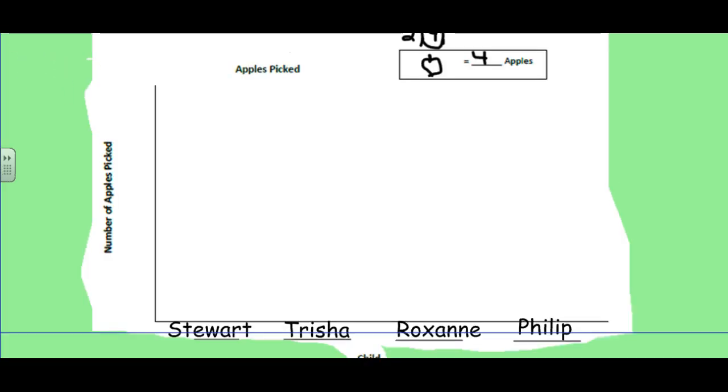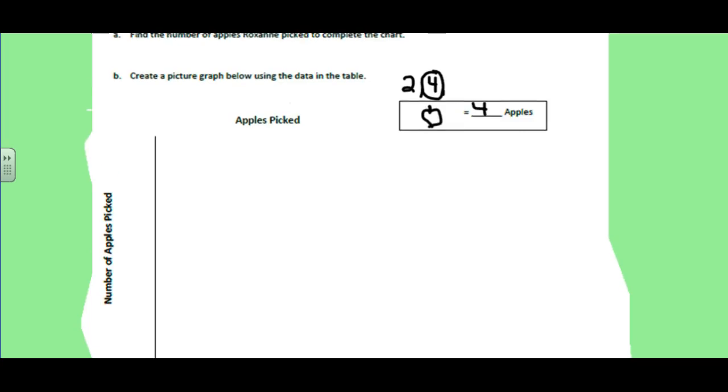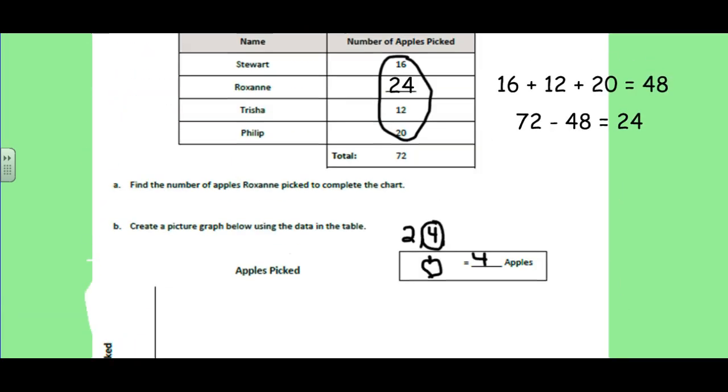And since this isn't a bar graph, we don't really need a scale right here where we were skip counting by fours, because when we draw our apples, whoever's looking at our picture graph, they know that they're going to see that each apple represents 4 apples. So whenever they're looking at our picture graph, all they have to do is skip count by fours for every apple that they see.